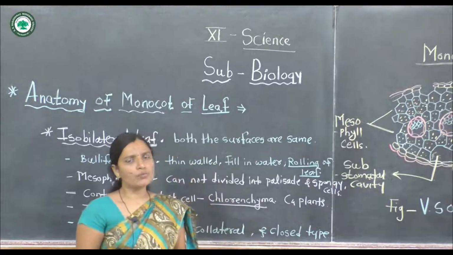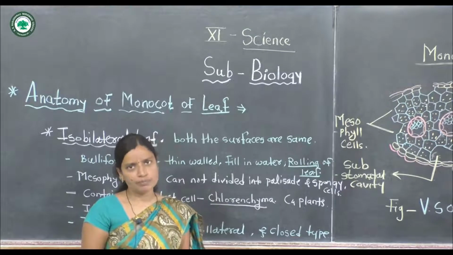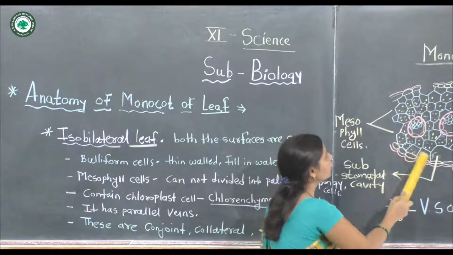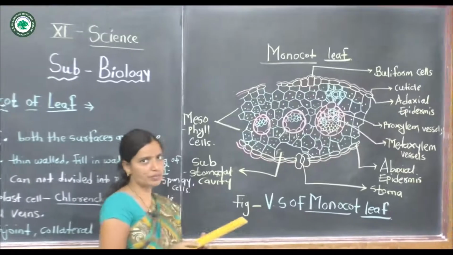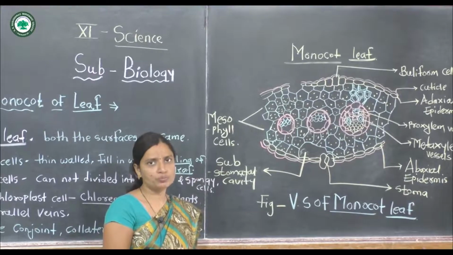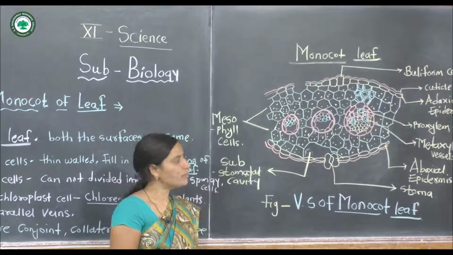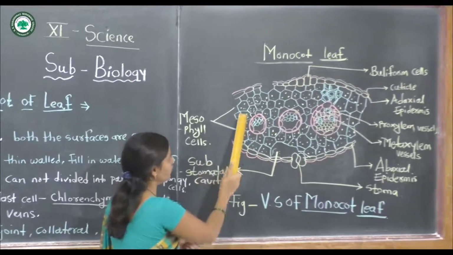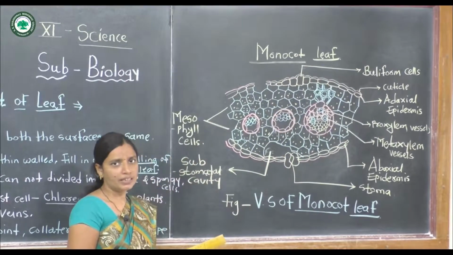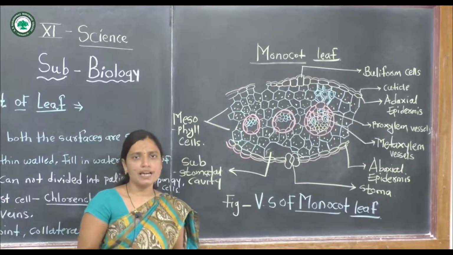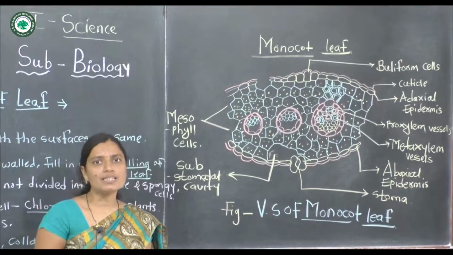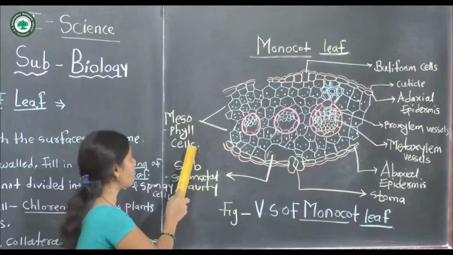Now, in dicot and monocot, the internal structure is similar. In the dicot leaf, mesophyll cells are present, but in dicots they are divided into palisade and spongy tissue. But in the monocot leaf, only mesophyll cells are present on the inner side, and they do not have palisade and spongy tissues. All the cells are similar mesophyll parenchyma cells.